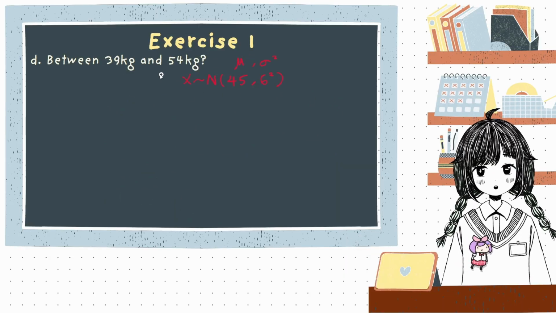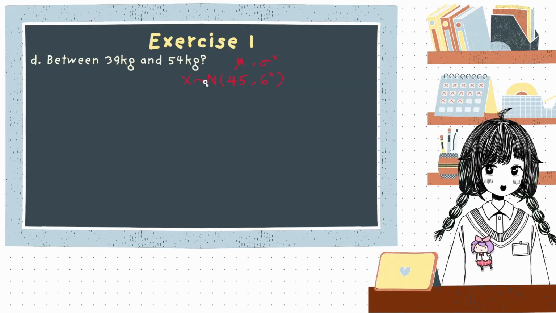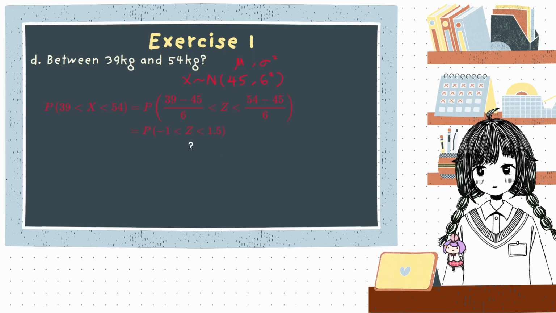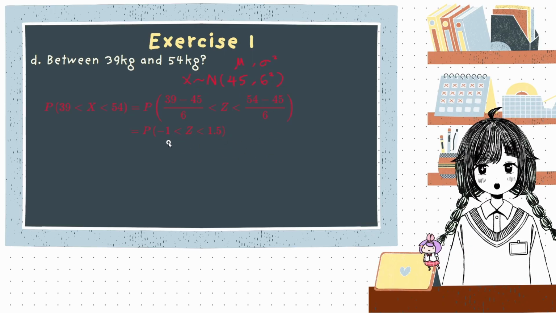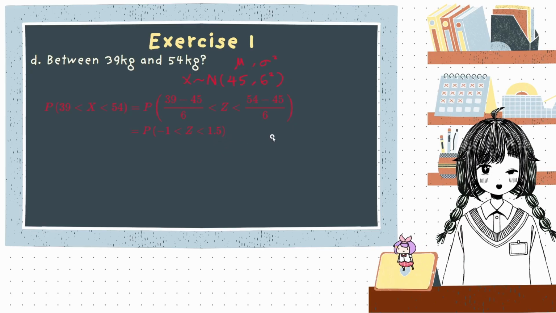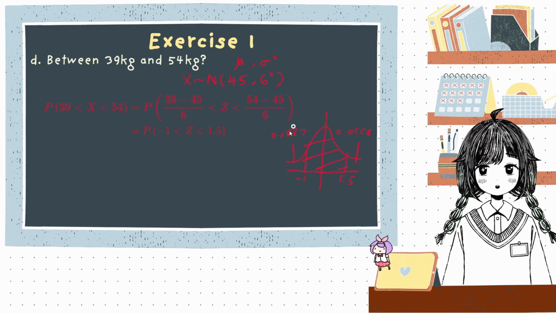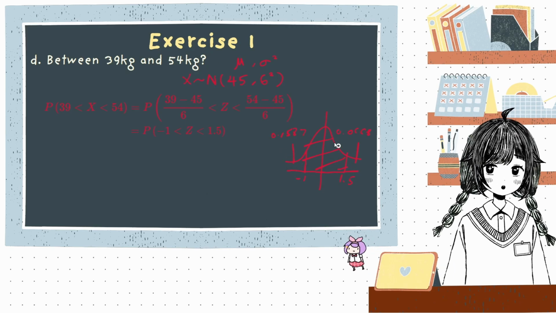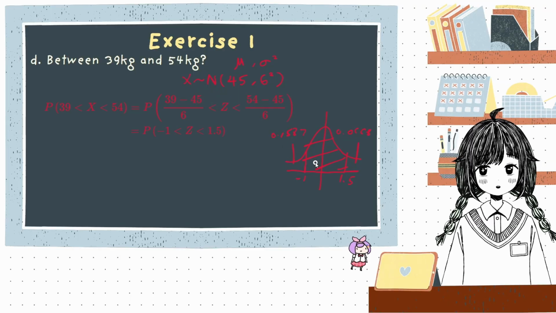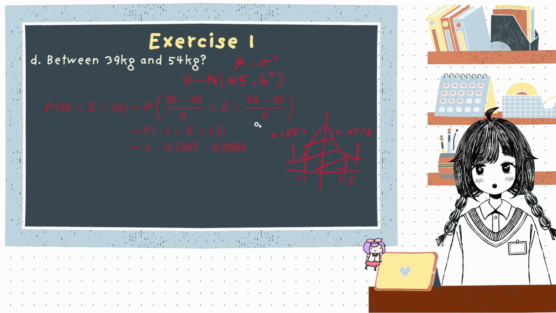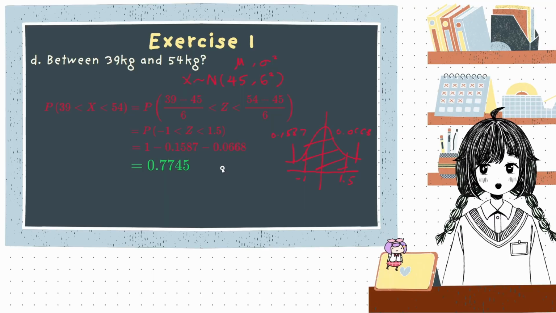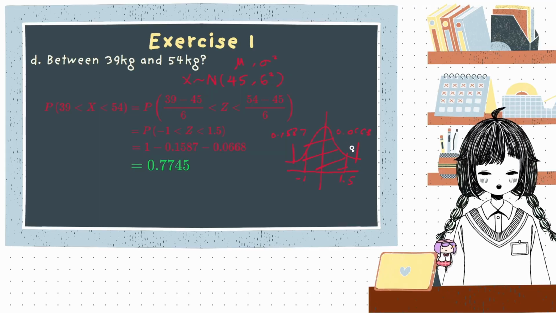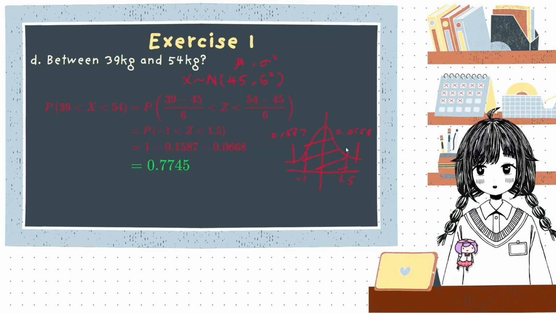Finally, D is between 39 and 54 kg. So this is for between. Solve it and we get the probability z between -1 and 1.5. If we graph it, this is the result. We already have the result for both of these areas from our previous questions. So to get the middle, we do 1 minus those two sides. And the final answer is 0.7745. That's all for the basics. And now let's dive into a bit more challenging question.